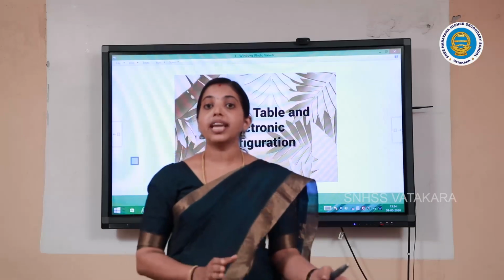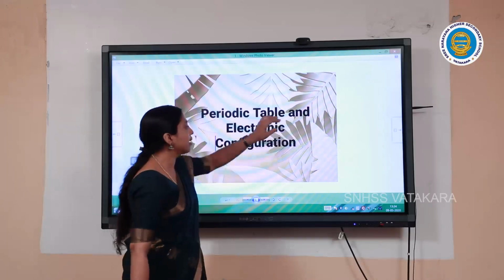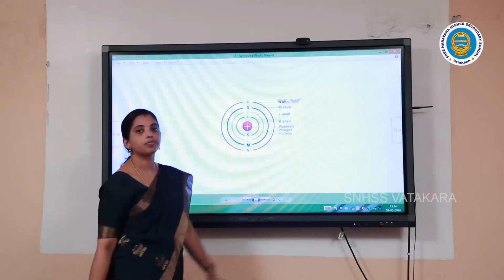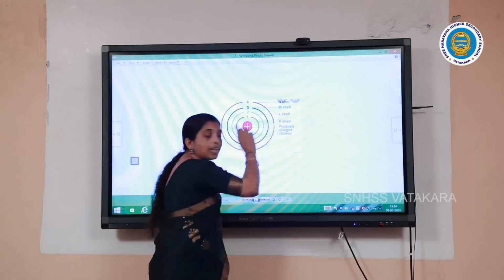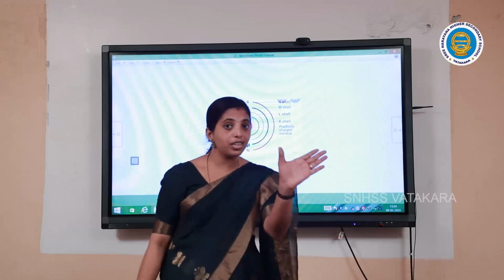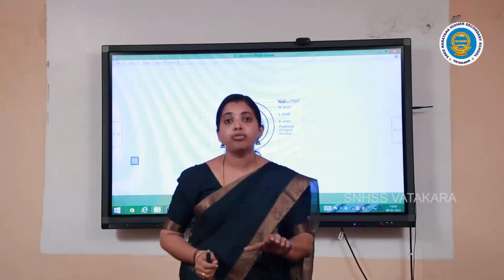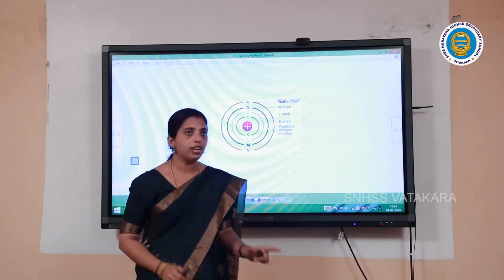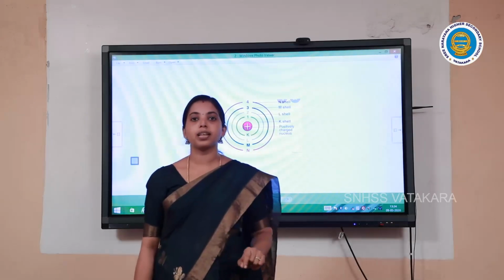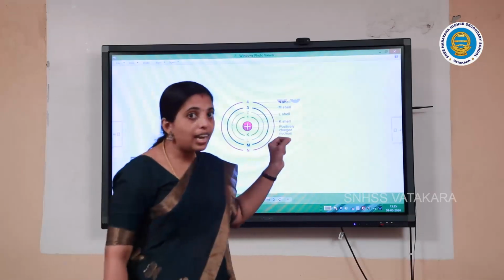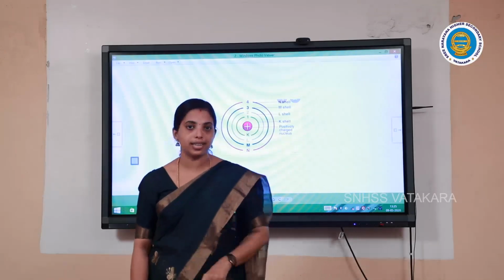Then what about the energy of the orbits or shells? When the distance from the nucleus to the shell increases, the energy of the shell also increases.